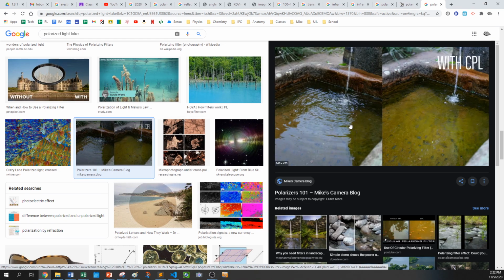Here you go. So here again, on the left, it's capturing mostly the light being reflected off, which is mostly horizontally oriented light. So if you filter that polarized light off, you would be able to see through.